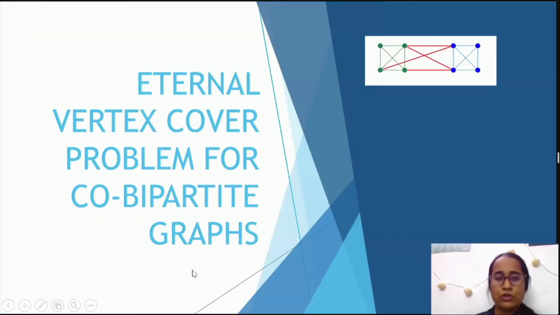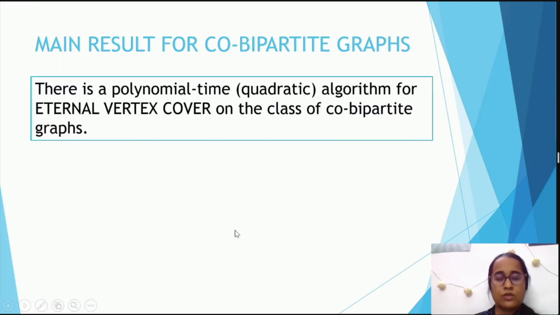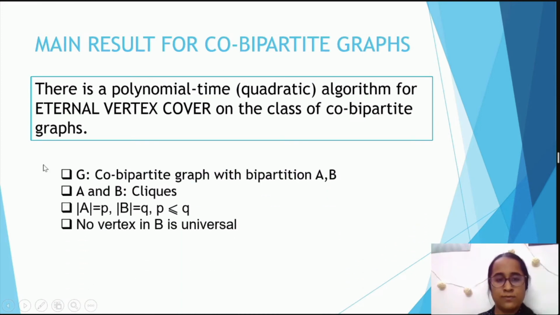Now we will go to the case of co-bipartite graphs. So the main result for this case is that there is a polynomial time, that is a quadratic time algorithm for eternal vertex cover on the class of co-bipartite graphs. Consider a co-bipartite graph with bipartition A, B. Here A and B are cliques. A has P vertices, B has Q vertices, P less than or equal to Q, and no vertex in B is universal.